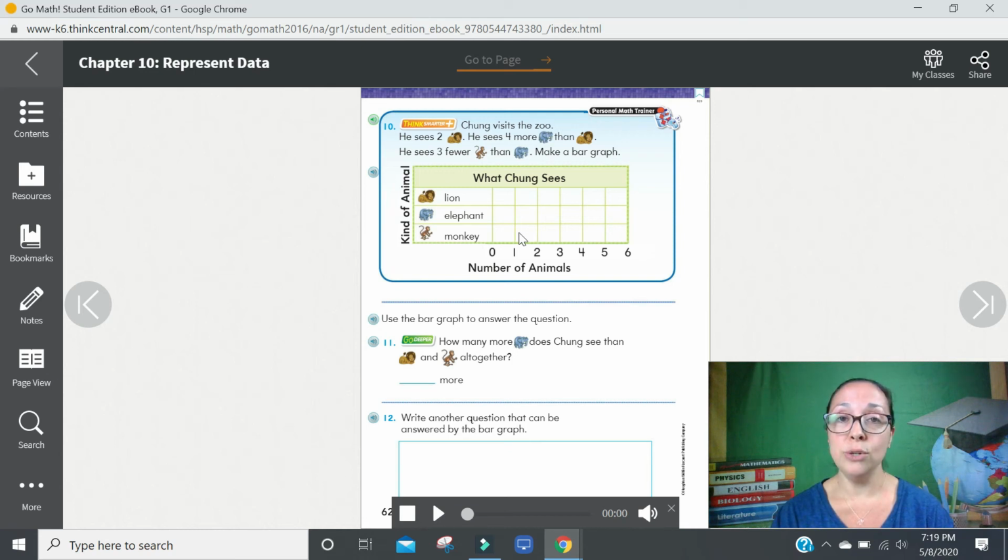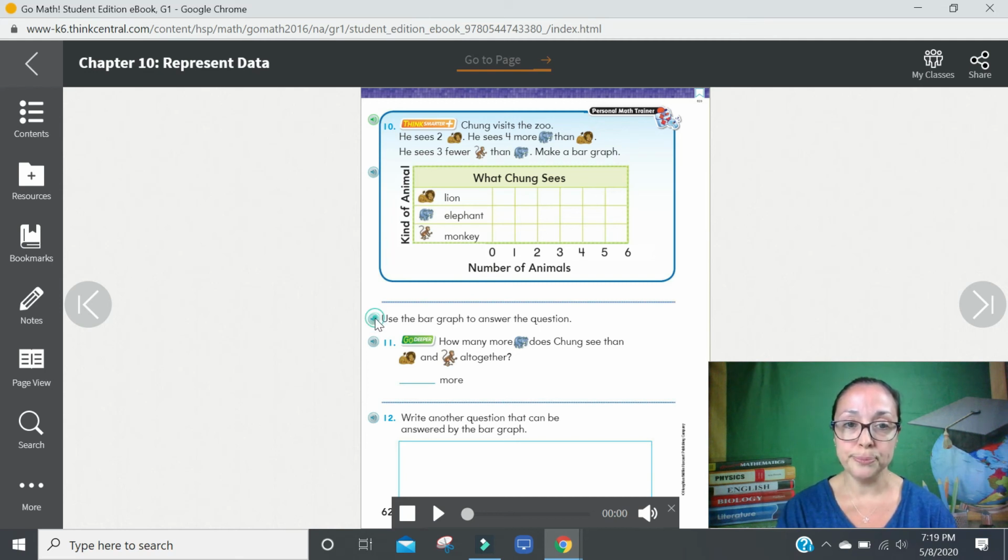So, no está diciendo que vio 3 monos, está diciendo que vio 3 menos que lo que vio de elefantes. So, si estamos comparando, vamos a restar. If we're comparing, we always subtract. So, make sure you have that clear. Okay, I hope you got that. Go back and listen to it again if you didn't get it. Si es un poco confundido, escúchalo de nuevo. All right, once you have that filled out, then you can continue with the questions. Primero tienes que llenar la gráfica de barras, entonces puedes continuar con las preguntas.